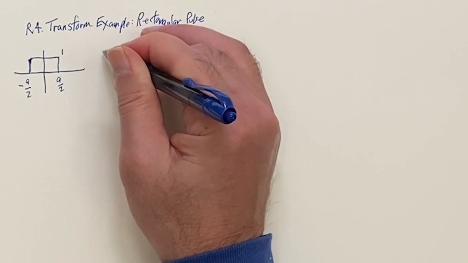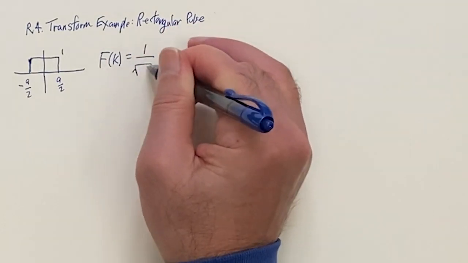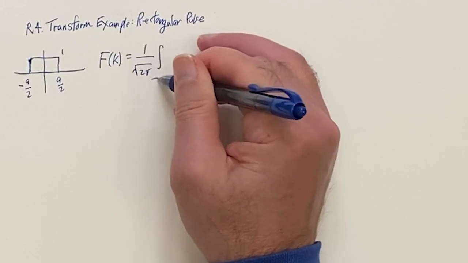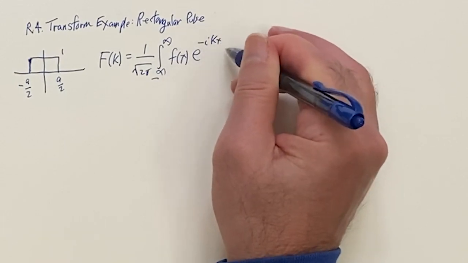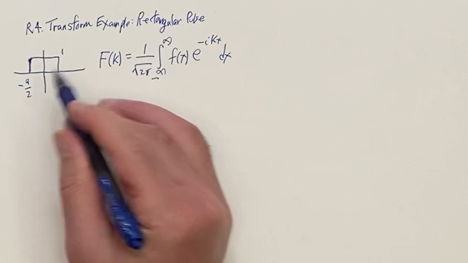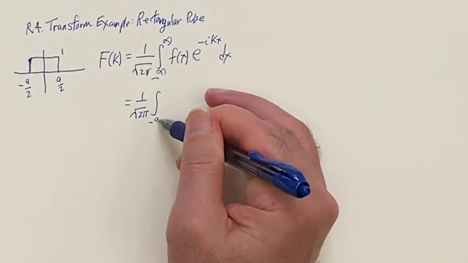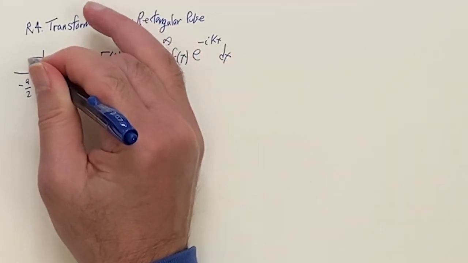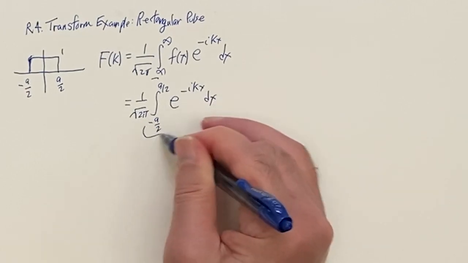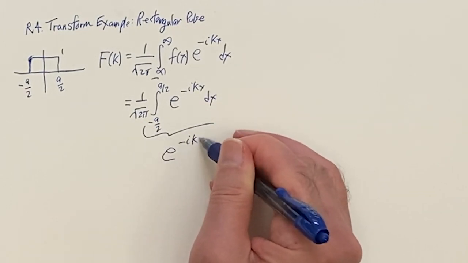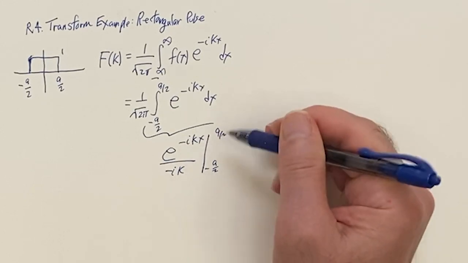So to take the Fourier transform to get the capital F of K, it's 1 over the square root of 2 pi. And here you integrate from minus infinity to plus infinity. However, since this function is 0 most places, if you go beyond the rectangle, you have 0. This becomes an integral from minus a over 2 to plus a over 2. And since the function is 1 there, we're just going to integrate this exponential, which integrates to e to the minus ikx over minus ik. And we put the limits in.